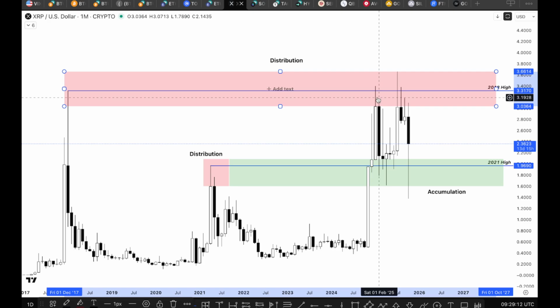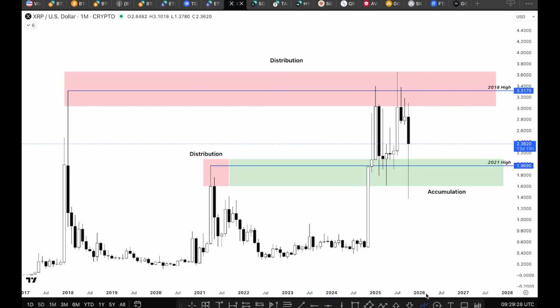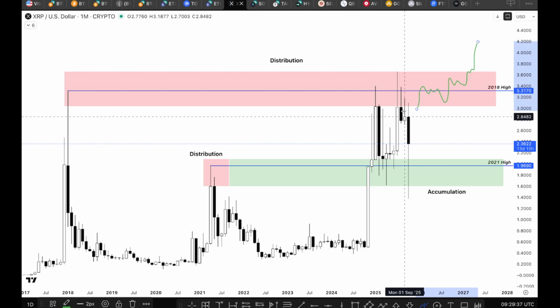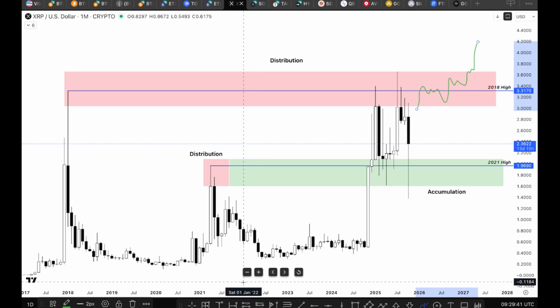And this distribution zone was showed to us in January, further confirmed here. And then July, distribution. August, distribution. September, wicked into it, distribution. Even this month, wicked into it. We cannot get a close in this zone. Now, if we do start closing in this zone, get above that 2018 all-time high, you're looking at XRP marking up higher. But at the moment, we're rejecting it, and we've headed down to our accumulation zone.